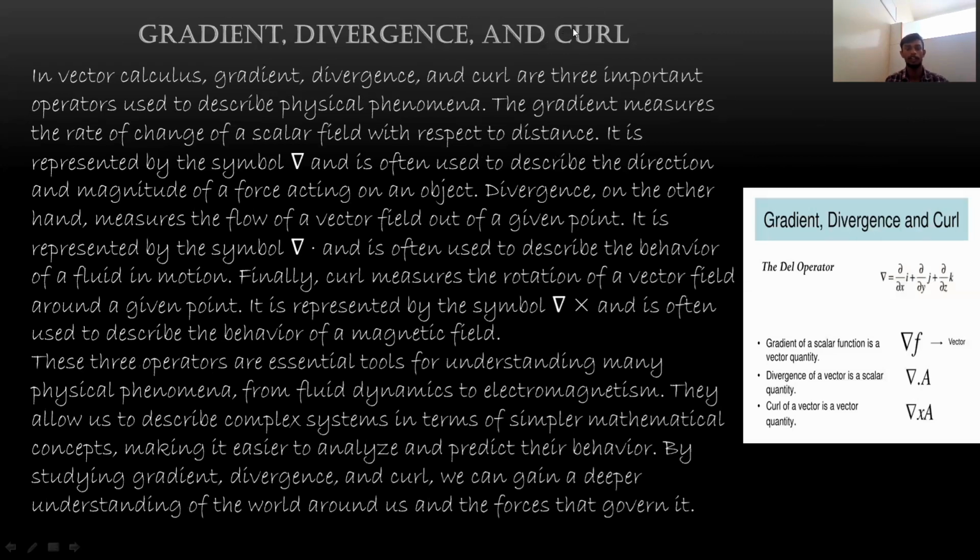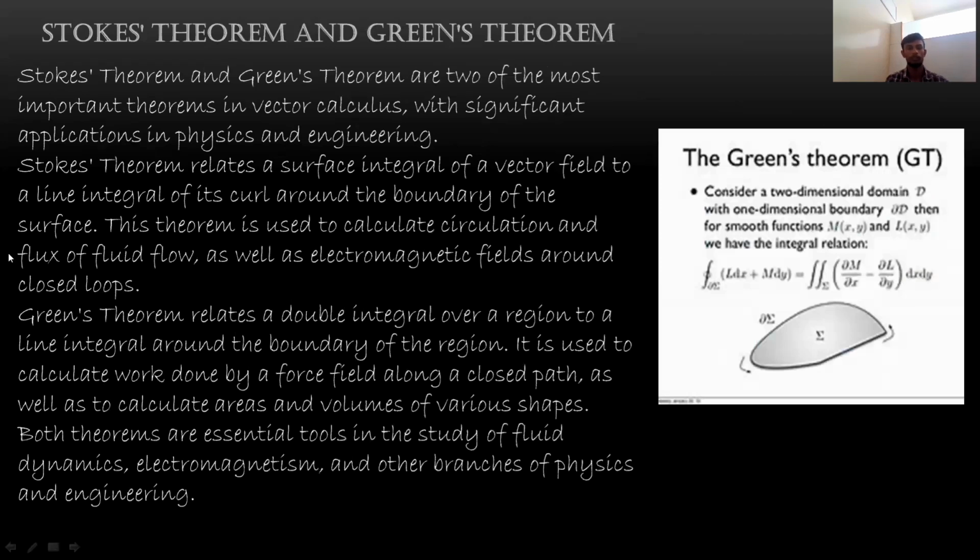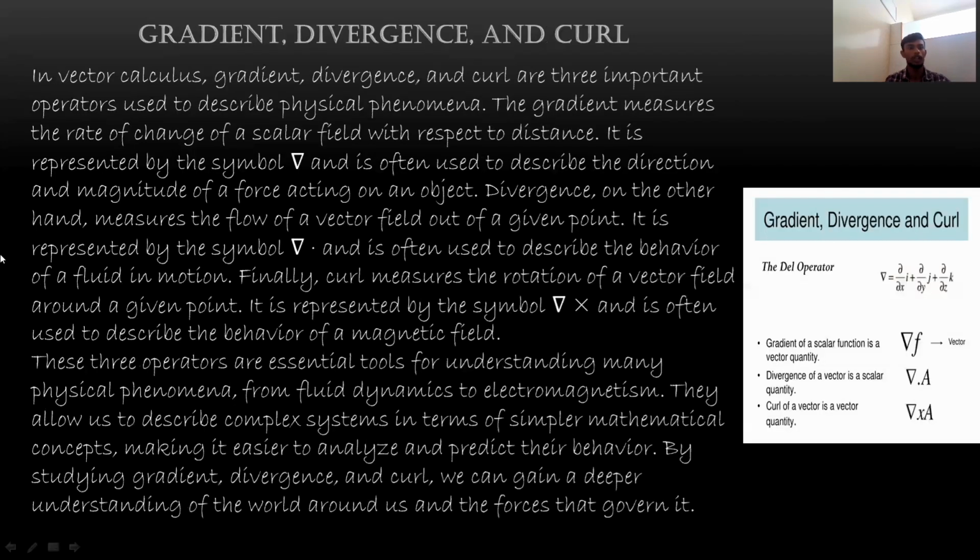Gradient, divergence, and curl. In vector calculus, gradient, divergence, and curl are three important operators used to describe physical phenomena. The gradient measures the rate of change of a scalar field with respect to distance. It is represented by the symbol del, and it is often used to describe the direction and magnitude of a force acting on an object.